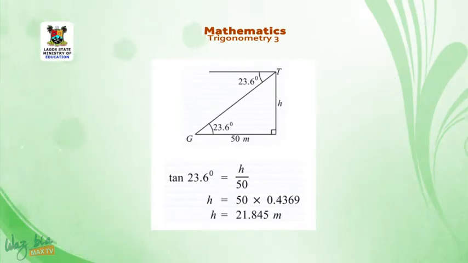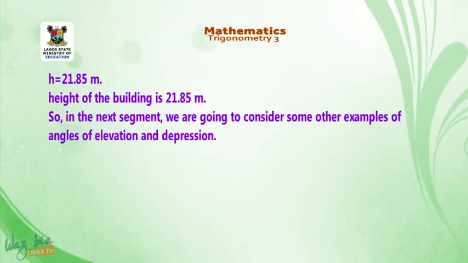So we have tan 23.6 degrees equals h over 50. Tan 23.6 is 0.4369. So h equals 50 times 0.4369, and h equals 21.845 meters. So approximately h equals 21.85 meters. Therefore, the height of the building is 21.85 meters.